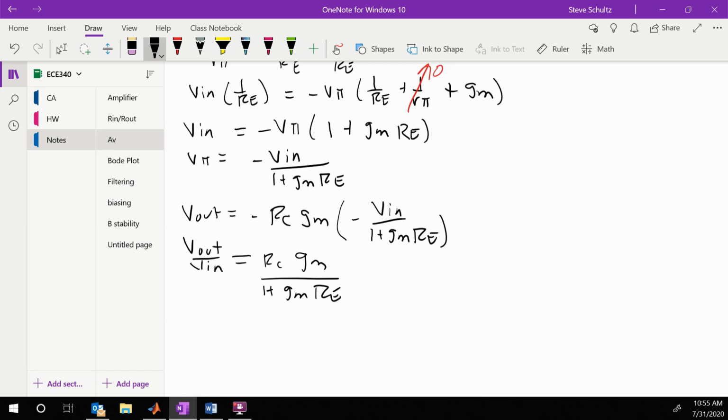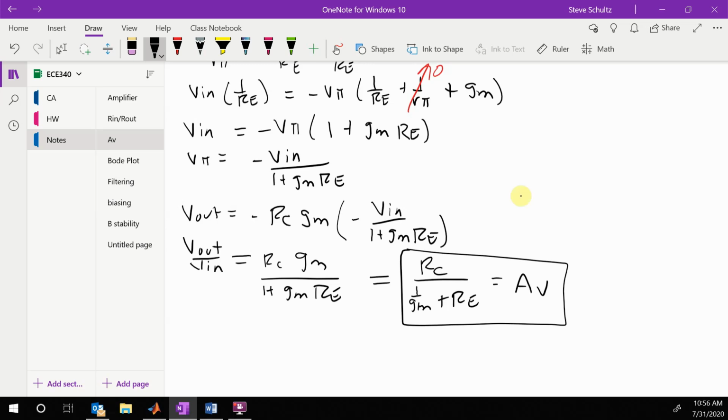And lots of times we divide through by the GM to get it in the form that's on our little table. So that's equal to RC over 1 over GM plus RE. Okay, so that's done with our common base.